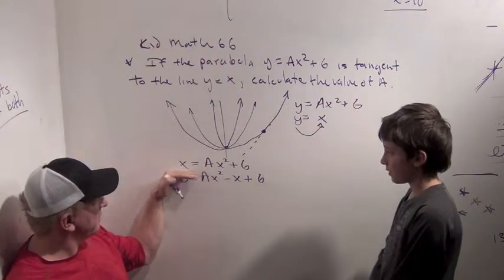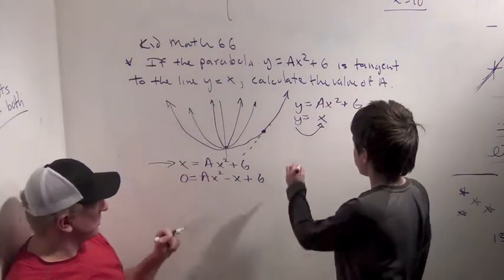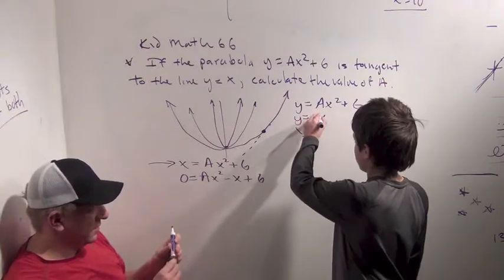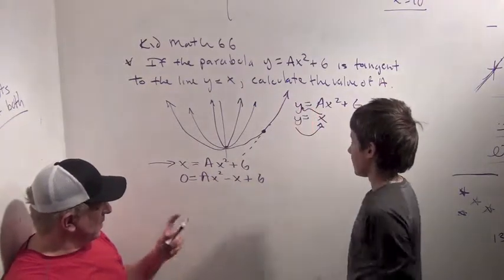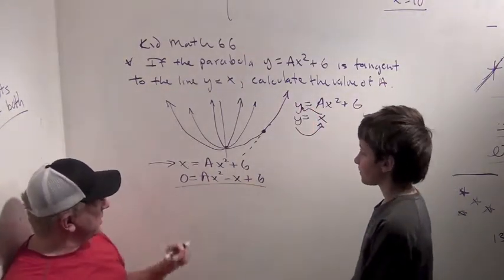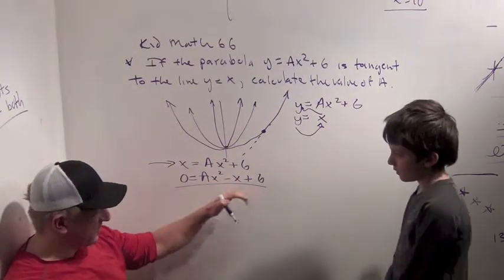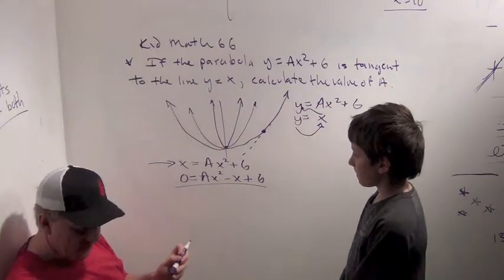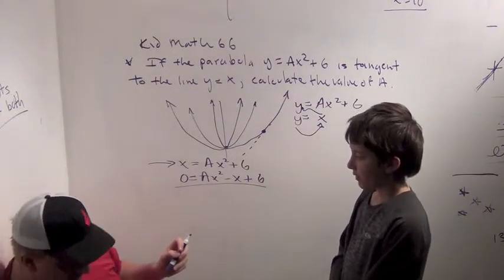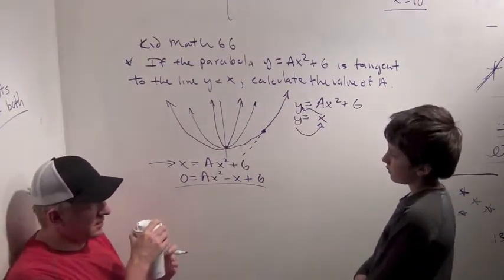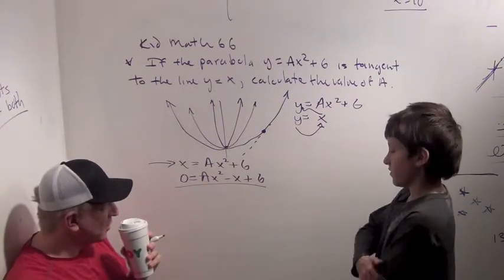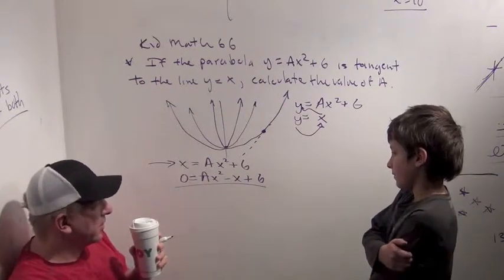And how did I get this equation, x equals ax squared plus 6? Because since y equals x, you just substituted the x in for the y over there. Okay, and how do we solve equations of this form, a times x squared minus x plus 6? What do we use to solve those equations? Completing the square. Okay, we could use completing the square. There are a few other techniques we have. The quadratic formula. We could use the quadratic formula.